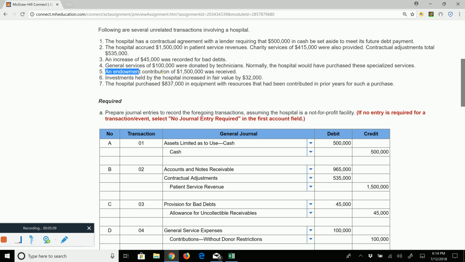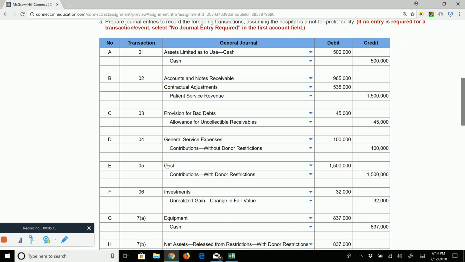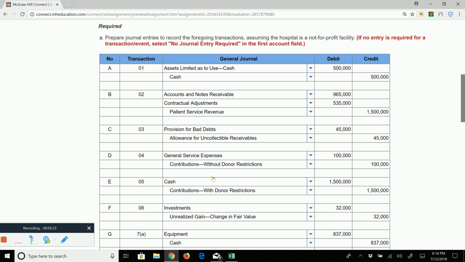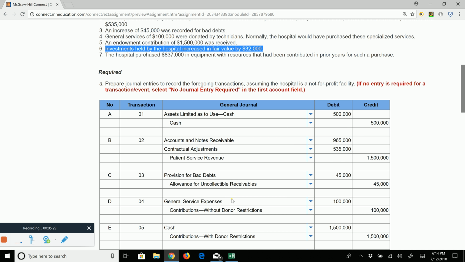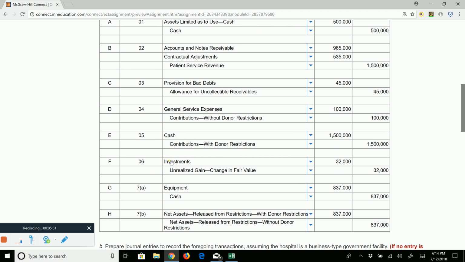Number five, an endowment contribution of $1.5 million was received. Debit cash, and remember, an endowment means a permanent contribution that can never be spent, so it's a contribution with a donor restriction. Number six, investments held by the hospital increased in fair value by $32,000. Debit investments and credit unrealized gain for the change in the fair value of $32,000.